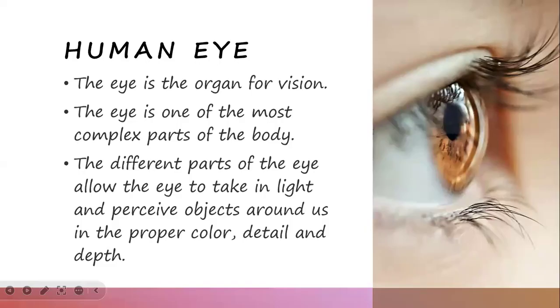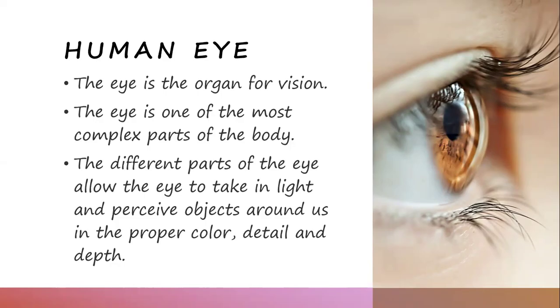The human eye is the organ for vision. So the human eye is the one that is responsible for vision. It helps us to see. The eye is one of the most complex parts of the body. The different parts of the eye allow the eye to take in light and perceive the objects around us in the proper color, detail, and depth. So that's what these various parts of the eye do.